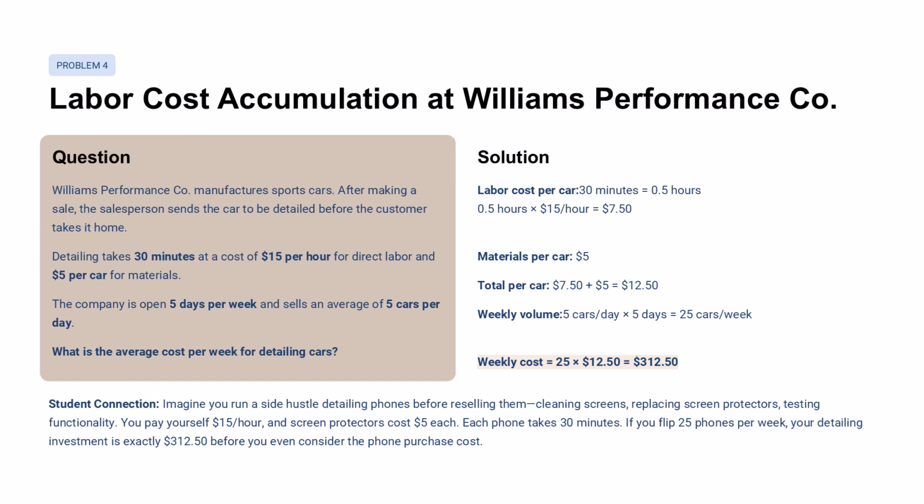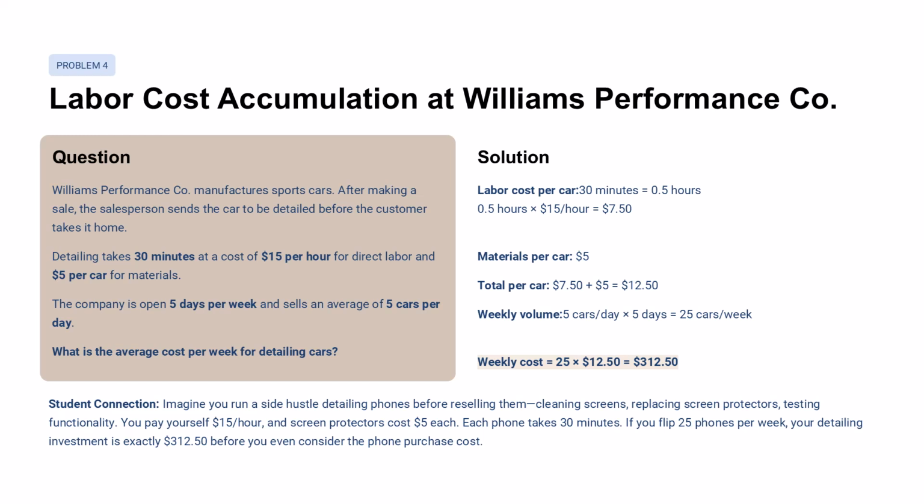$312.50 per week. Alternative calculation approach: weekly labor equals 25 cars times 0.5 hours times $15 equals $187.50. Weekly materials equals 25 cars times $5 equals $125. Total equals $187.50 plus $125 equals $312.50. Same answer, verified. Here's your real-world parallel.